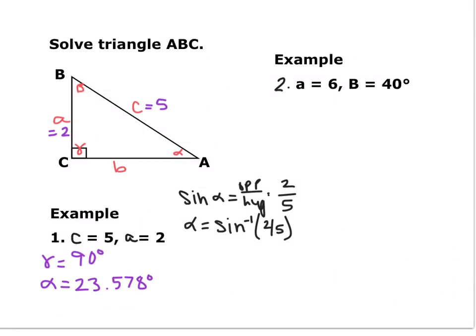So now that we know alpha, we can use alpha to find side b. We can use this angle and the hypotenuse to find the adjacent side. So what trig function would that be?